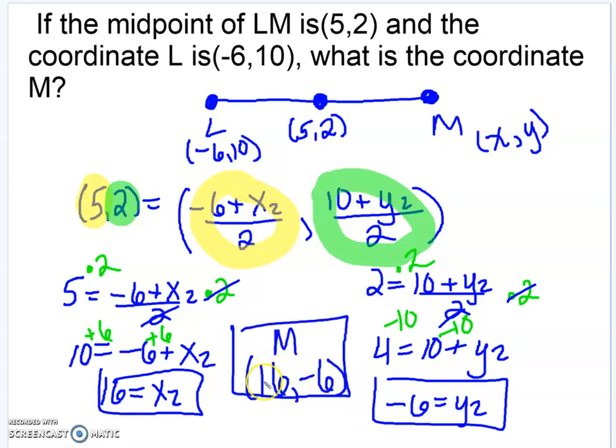Okay? And this makes sense. If I were to plug 16 in here, -6 plus 16, that would give me 10, and 10 divided by 2 is 5. Same thing with -6. 10 plus -6 is 4, and 4 divided by 2 is 2.